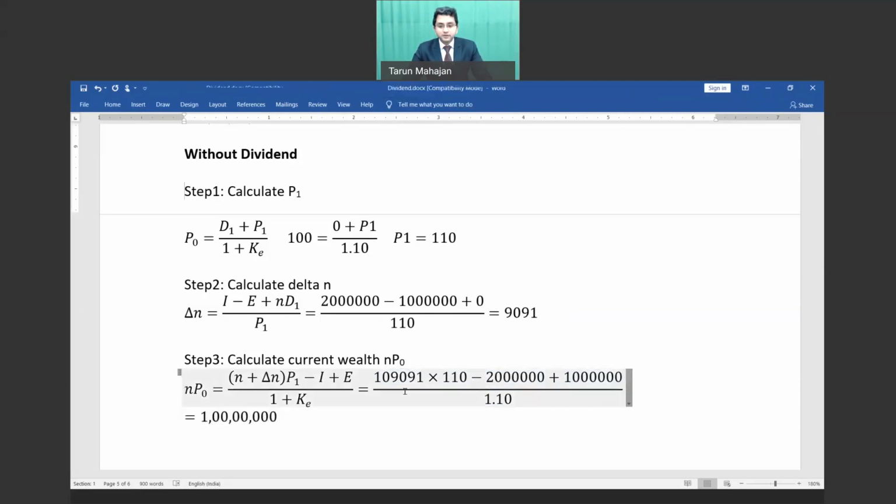So there are 3 steps. First is to calculate price at the end of first year. Then to calculate number of shares to be issued. If you give more dividend, then you will have to issue more shares at the end of first year. It will ultimately affect your financing decision. And then you calculate the current wealth using this formula, which is derived by Modigliani and Miller. And you see that the wealth is same under both options. And if the wealth is same under both options, in that case, I can conclude that wealth is not affected by dividend policy.